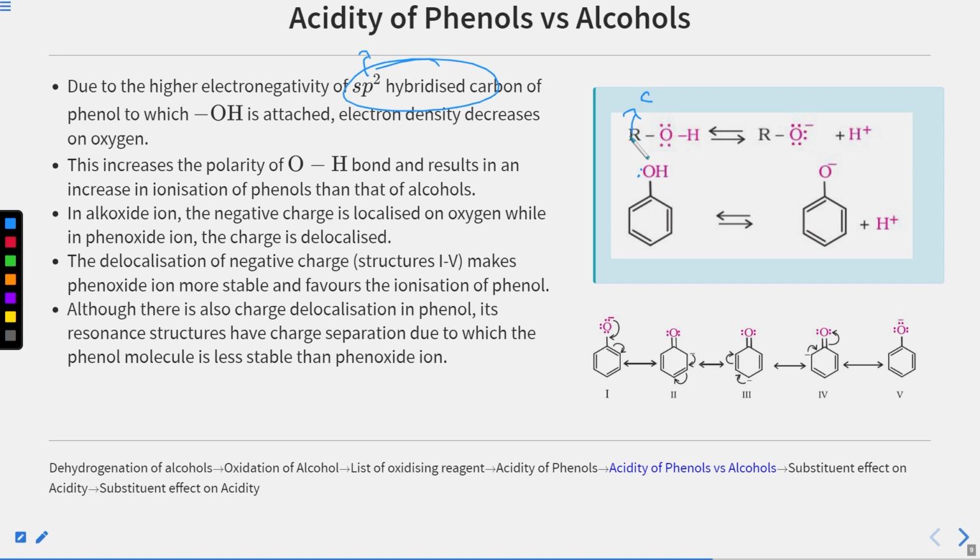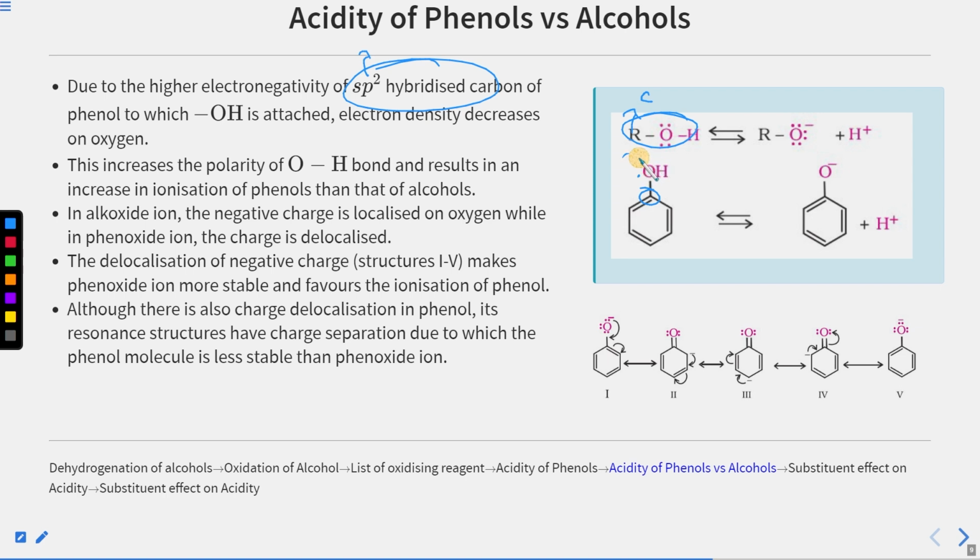Now since there is more s character, the electronegativity of the carbon is more. So this carbon that is present in phenol is more electronegative than the carbon that is present in alcohol. So this will be more electron withdrawing, and it will withdraw electron density from oxygen.